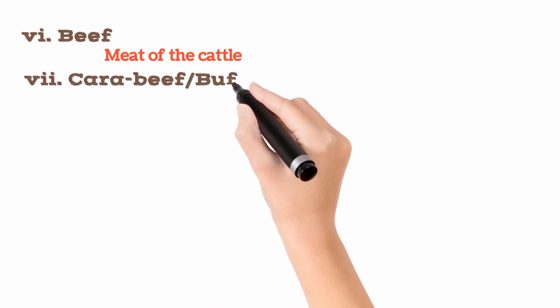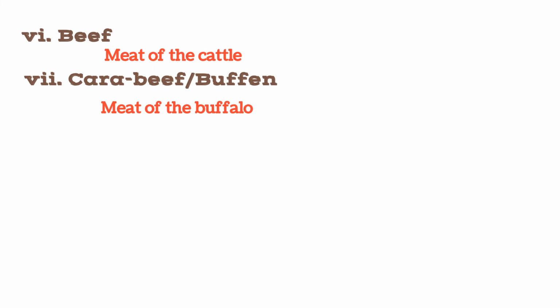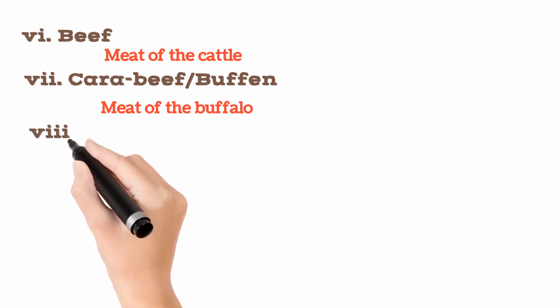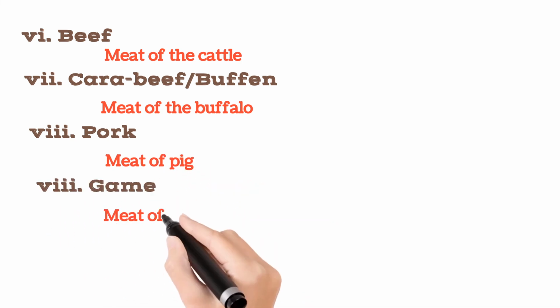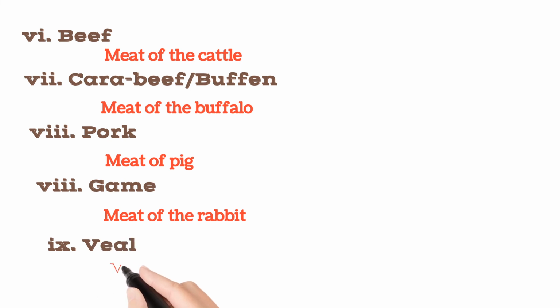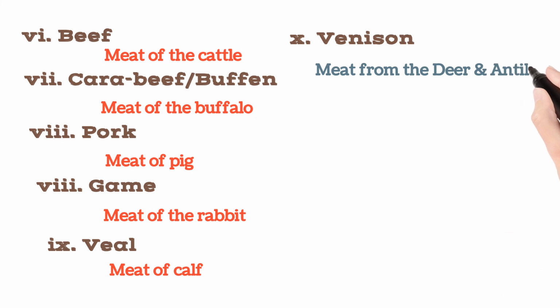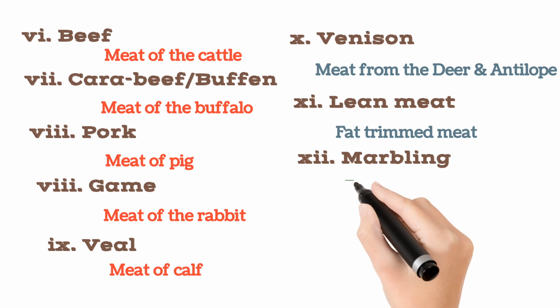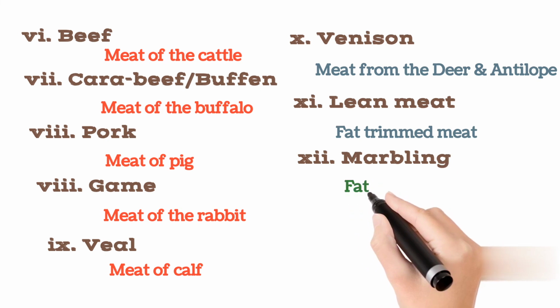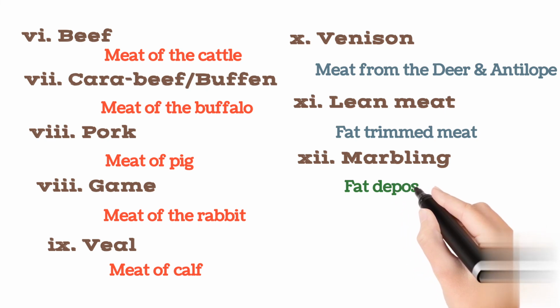Sixth one is beef. Beef is the meat of cattle, a special term used for cattle. And carabeef or buffen is the meat of buffalo animals. And pork, what is pork? It is the meat of the pig. And game is the meat of the rabbit, while veal is the meat of the calf. And venison is meat from deer and antelope.